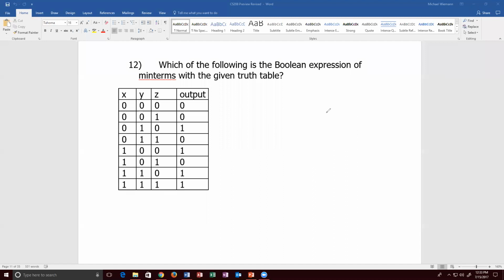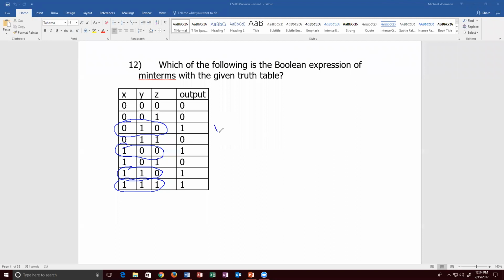Number 12, we want to find the minterms from the given table, and the only ones that I want to use are when the output is 1. So I want to use that guy, that guy, since it's got a 1 in that final column, and that one. So I'm going to work with 0, 1, 0. If it's a 0, you put the complement over the top. If it's 1, you just write out the variable as is.